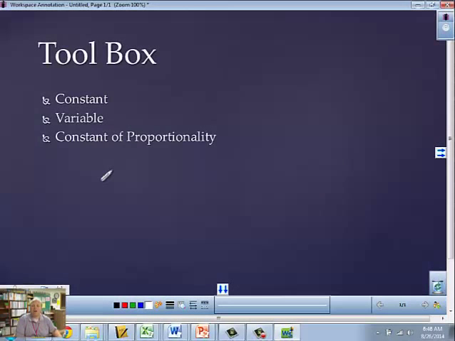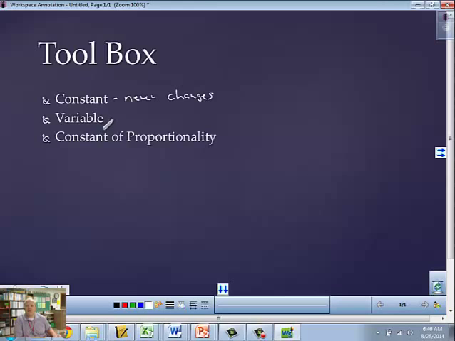Okay, so for your toolbox, we have a couple words that need to go in there today. First, a constant. A constant is simply something that never changes. So if I'm going to be your teacher this year, next year is going to change, but for this year, I'm going to be your math teacher. That's going to be your constant. And you're always going to have math while you're in middle school. That's a constant.